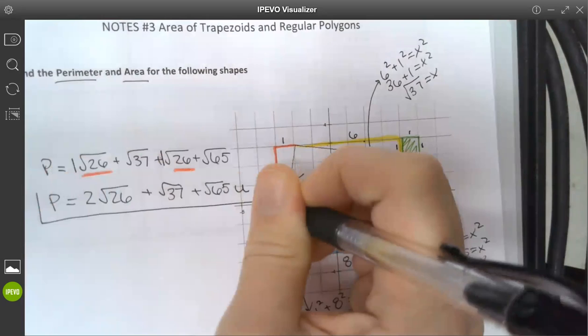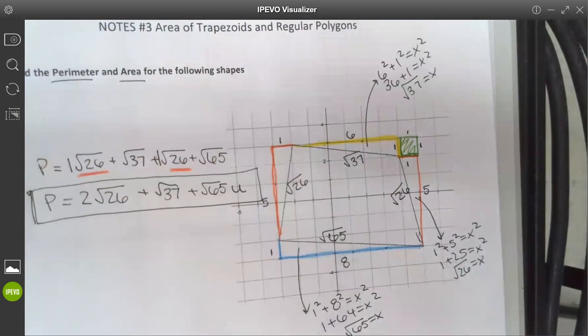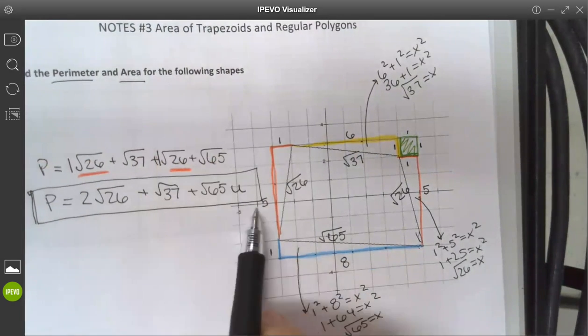That's, goodness, that's an ugly looking answer, but that's what you want, okay? That's how it's going to look if you have radicals. I can only combine things that are exactly the same. I can combine those square roots of 26 and everything else just stays as its own term. And notice I still have units at the end. Okay, there's my perimeter.